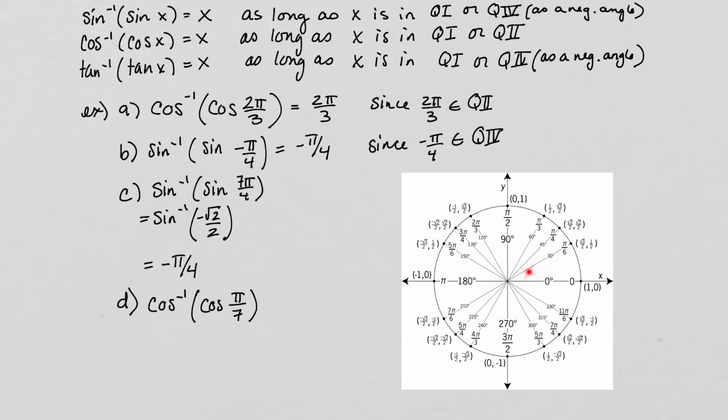And so pi over 7 exists in quadrant 1, right? And as long as we have, for the cosine, as long as you're in quadrant 1 or quadrant 2, that's okay. So this is actually just equal to pi over 7 because pi over 7 is in quadrant 1. Right? So if you look at these, I have pi over 2, they're getting smaller. Pi over 2, pi over 3, pi over 4, pi over 6, and then that smaller one, which is pi over 7.